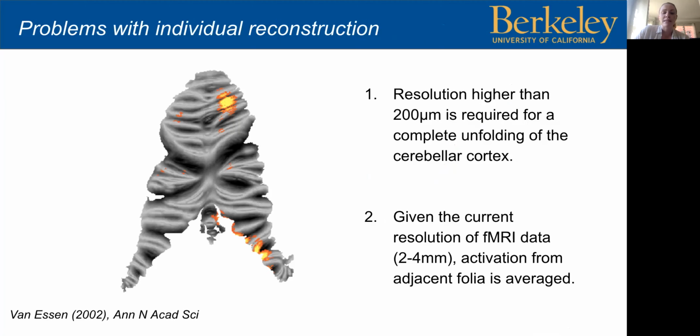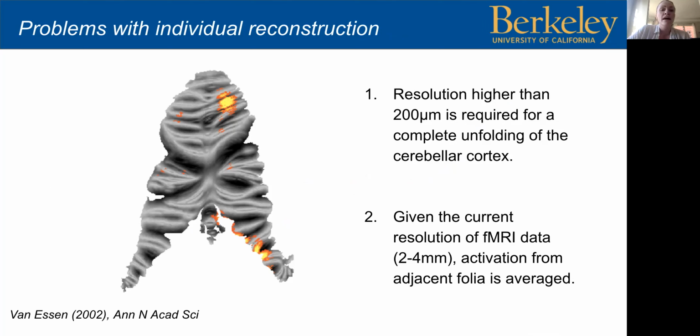And even when the cerebellum is resolved to the level of groups of folia rather than individual folia, a resolution higher than 200 microns is required for complete unfolding. And furthermore, the typical resolution of functional imaging data is between 2 to 4 millimeters isotropic. Therefore, the activation from adjacent folia is averaged.